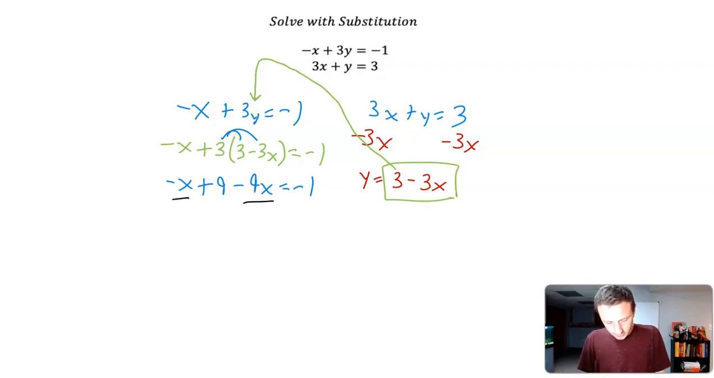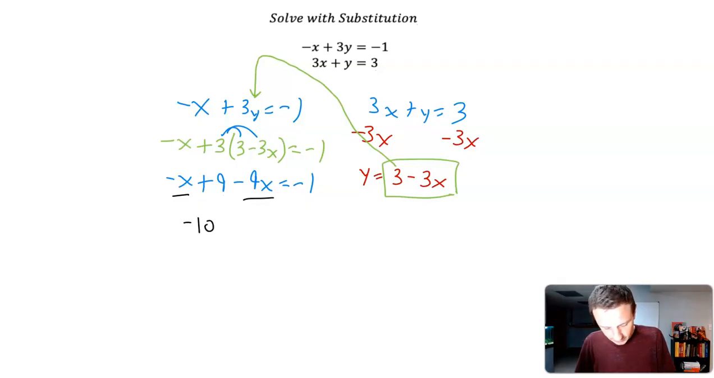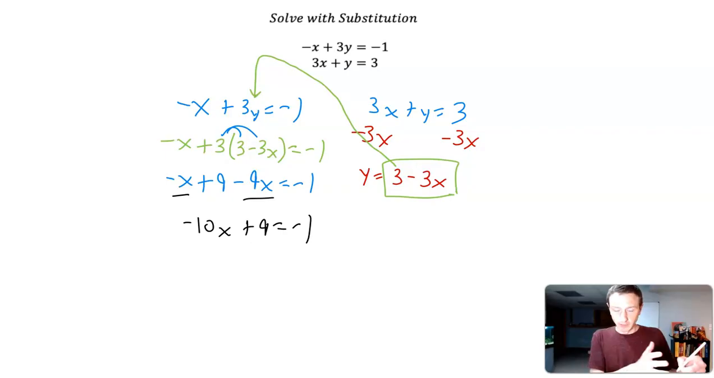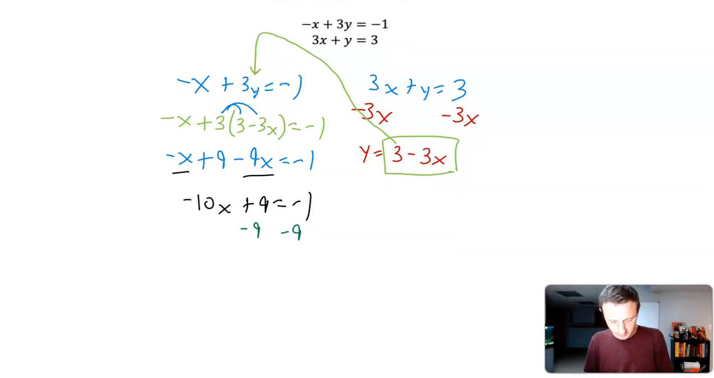I need to combine like terms on the left side of the equal sign. Solving equations. So negative 1 minus 9 is negative 10x plus 9 equals negative 1. I want to get all the variables on one side, everything else to the other. I already have x on the left side, so I'm going to go ahead and subtract 9, because it's plus 9. So I'm going to get rid of that plus 9 by subtracting. Negative 10x equals negative 1 minus 9 is negative 10.